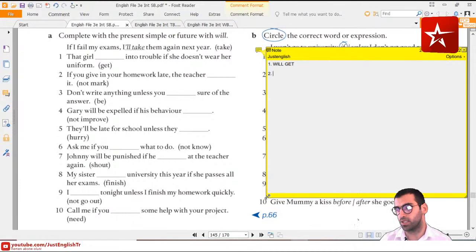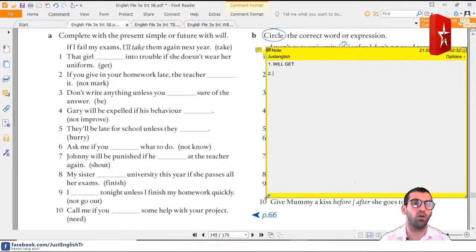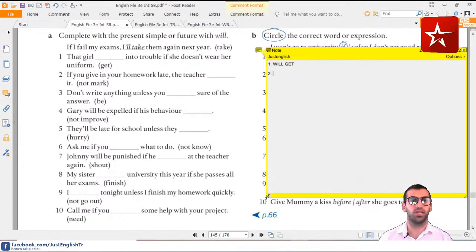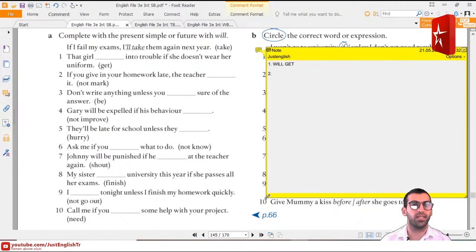What about number 2? Thank you, Pelin and Minever, for your answers to this sentence. Number 2, if you give in your homework late, the teacher. The answers to number 2, the teacher what? All right, I am waiting. Pelin says won't mark. Minever says doesn't mark.